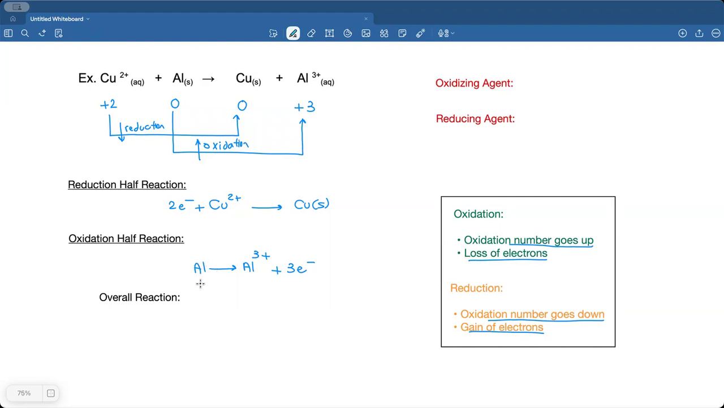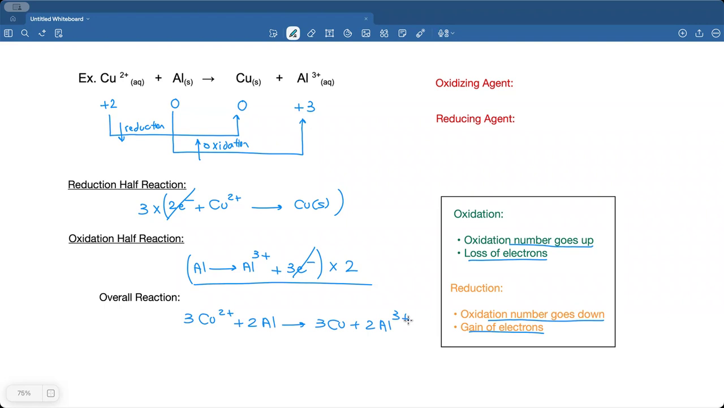Now, we also have an overall reaction, which is the sum of the two half reactions. One thing to note is that the overall reaction never has electrons in it. So in order to write the overall reaction, we have to cancel the electrons from both half reactions. Because the first half reaction has 2 electrons on the left, we multiply that by 3 and then multiply the second one by 2, so that we end up with 6 electrons on the left and 6 electrons on the right. This way the electrons are balanced. So my overall reaction is 3 copper 2+ plus 2 aluminum solid becoming 3 copper solid plus 2 aluminum 3+. Now the overall reaction is balanced.